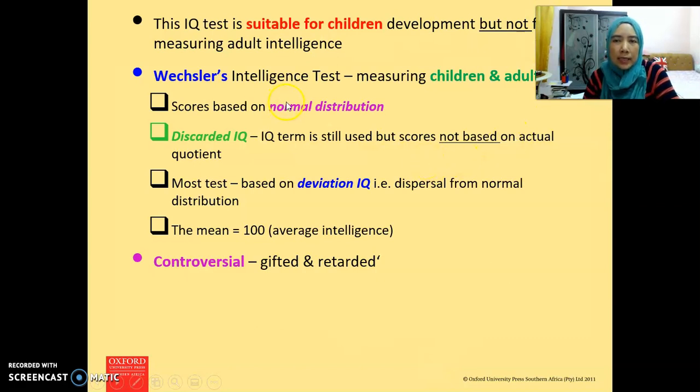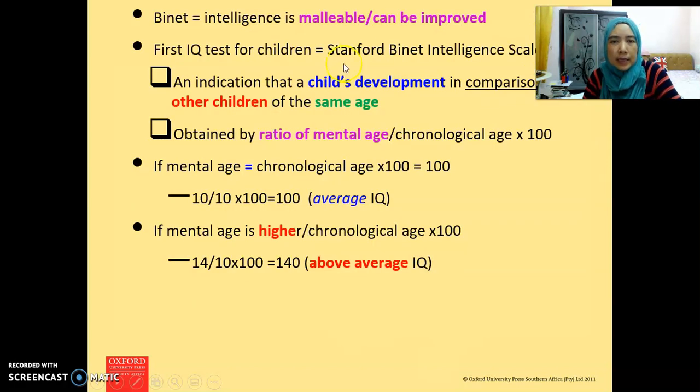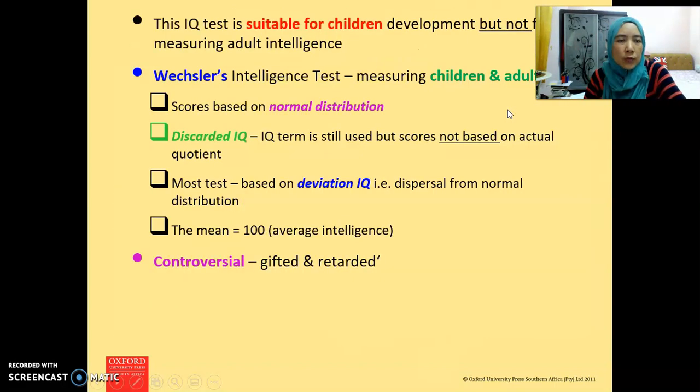So this IQ test is suitable for children's development, but not suitable for measuring adults' intelligence. So Wechsler intelligence tests came out to measure children as well as adults. Previously, the Stanford-Binet was only for children, measuring IQ of children but not suitable for adults. Wechsler IQ tests came to measure children's as well as adults' IQ.